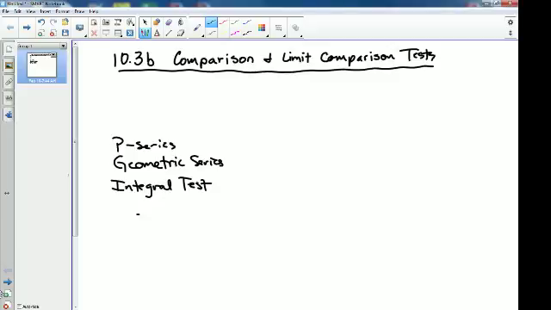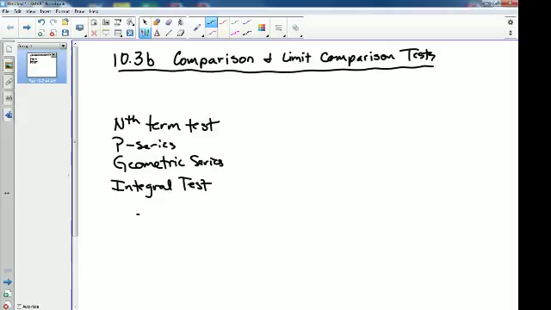Term test, right? There is some American algebraic methods. So those are the four.